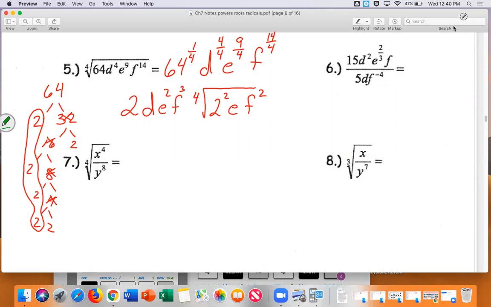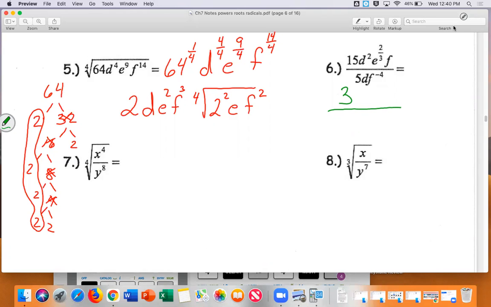Why is that D out? 4 divided by 4. There were 4 Ds, and 4 divided by 4 is 1. Came outside. 9 divided by 4 goes in 2 times with 1 left over. 4 goes into 14 3 times with 2 left over. Here, how many times does 5 go into 15? I'm kind of viewing this as a fraction. So 15 divided by 5 is 3.